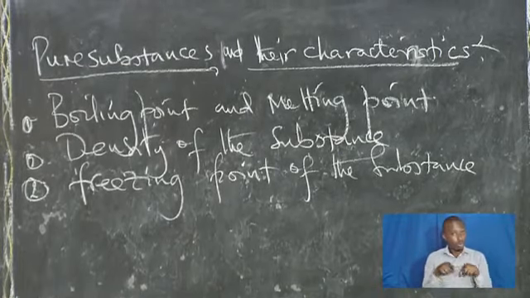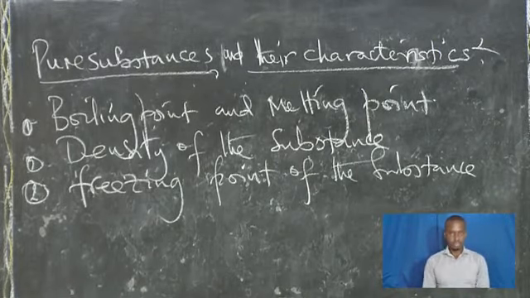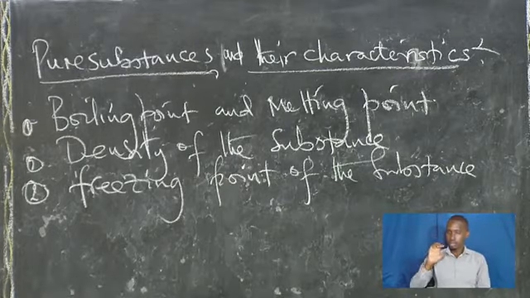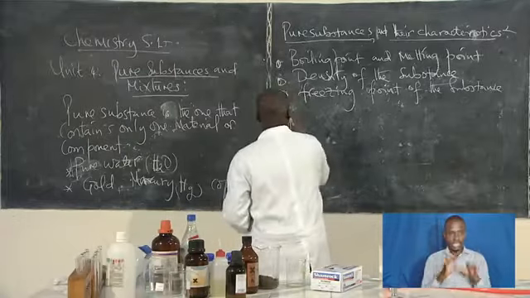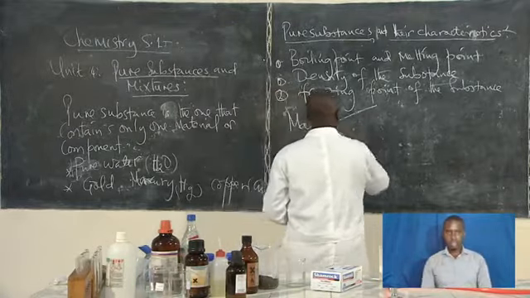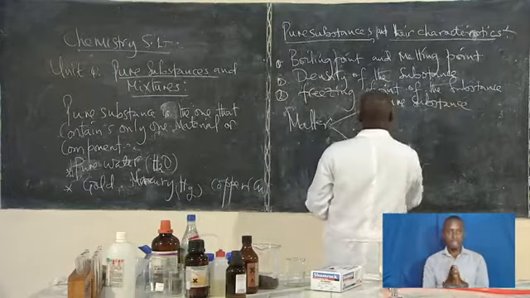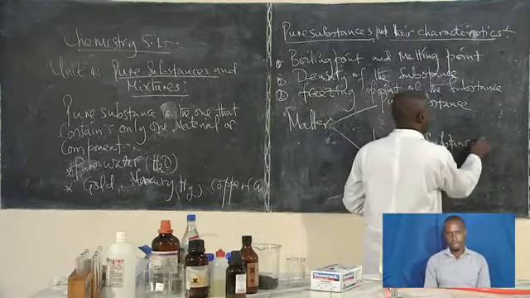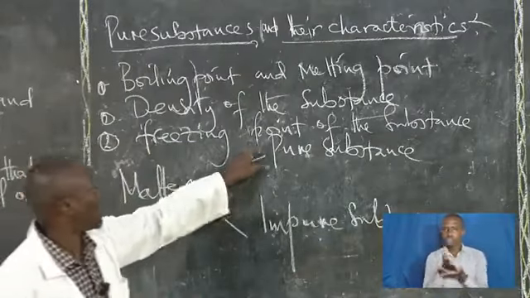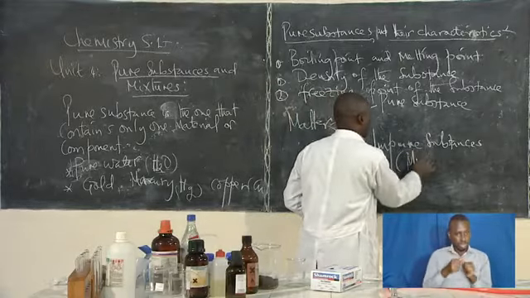Now, as I said earlier, matter is everything. So matter is subdivided. When we talk about matter, it can either be pure or impure. That is, matter can be divided into pure substances or impure substances. We have mentioned already the pure substances. These impure substances are called mixtures.